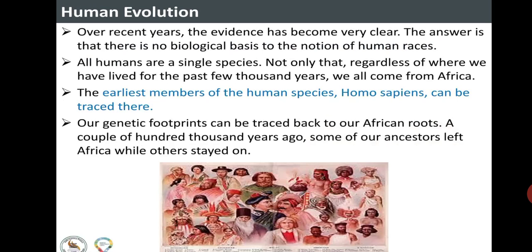All humans are a single species. Not only that, regardless of where we have lived for the past few thousand years, we all come from Africa. The earliest members of the human species, that is, Homo sapiens, can be traced there. Our genetic footprints can be traced back to our African roots. A couple of 100,000 years ago, some of our ancestors left Africa while others stayed on.